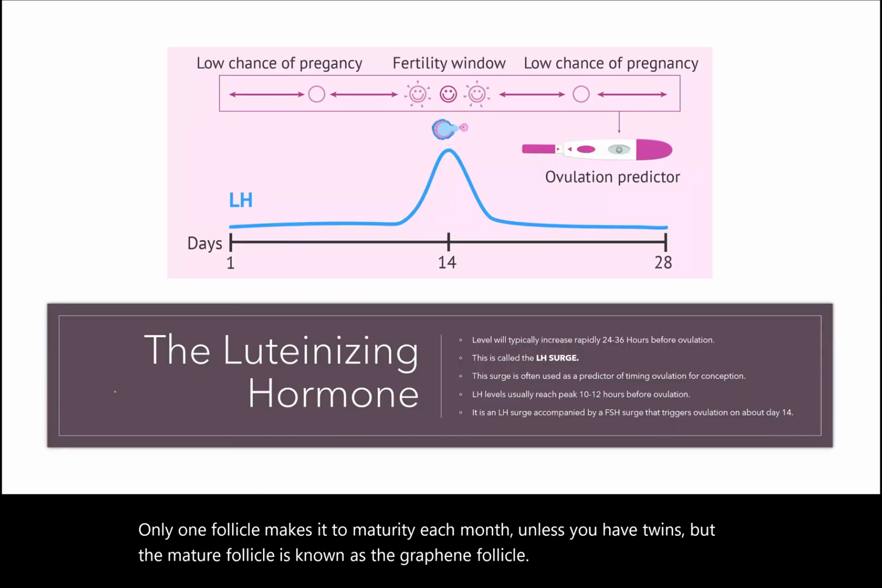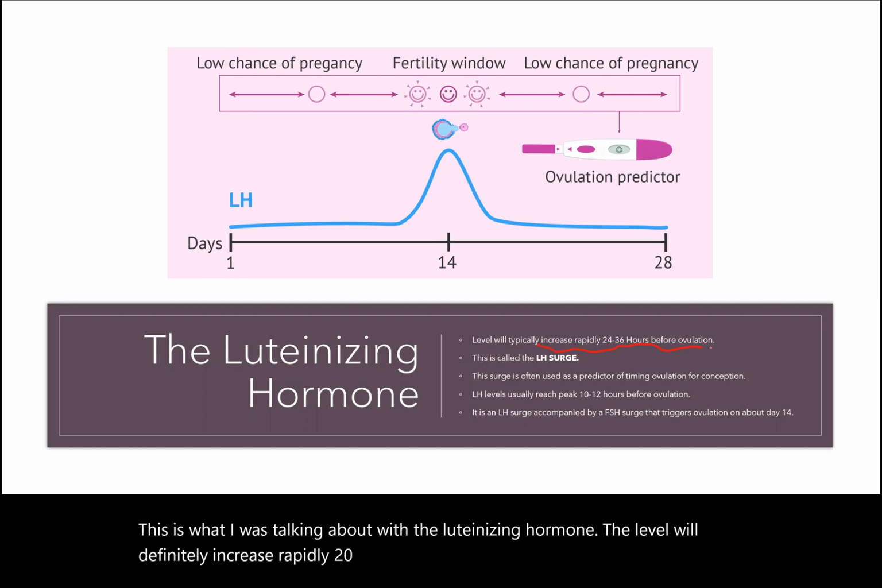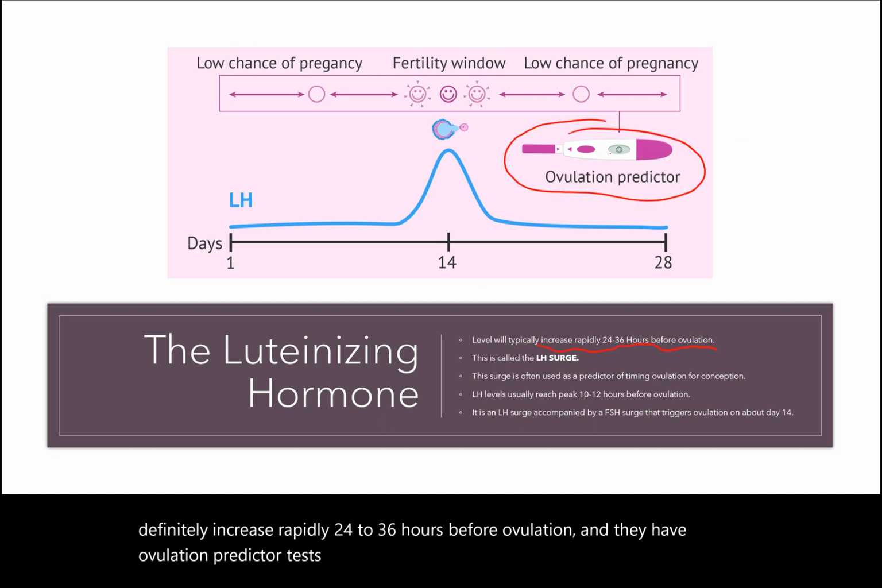This is what I was talking about with the luteinizing hormone. The level will definitely increase rapidly 24 to 36 hours before ovulation. And they have ovulation predictor tests, which give you a happy face if you're about to ovulate. And this is called the LH surge.